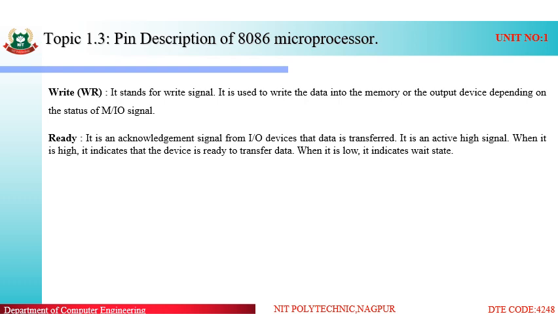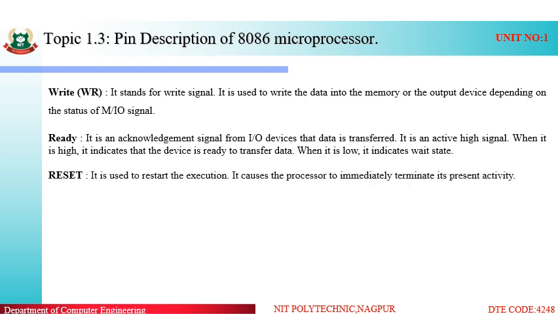It is an active high signal. That means when ready equals 1, it will be activated. When it is low, it indicates a wait state. When it is 1, it indicates that data transfer is possible now. Reset pin. As we all know, reset is used to perform the reset operation. It is used to restart the execution. It causes the processor to immediately terminate its present activity.